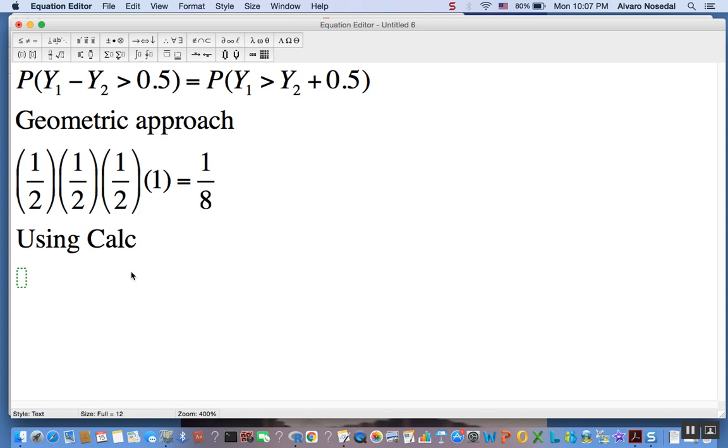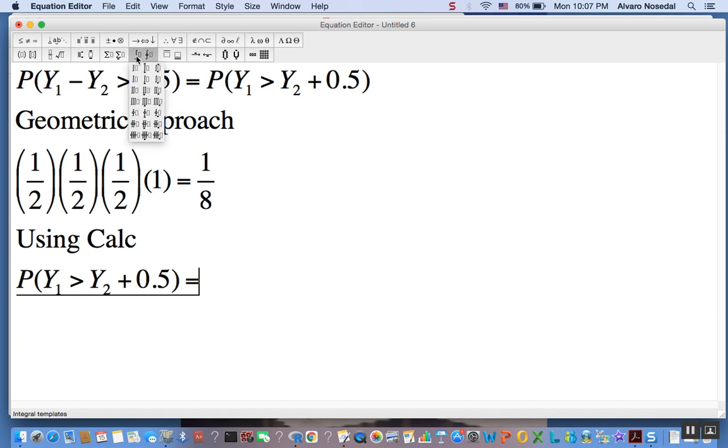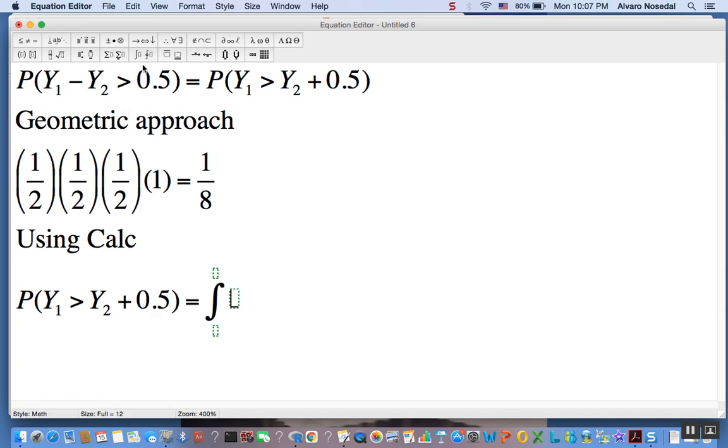Okay, so what we're going to be doing is finding this using double integrals. If we were dealing with a single random variable, we would find the integral using the PDF, the area under the density curve. Now we have joint density functions, so we need double integrals.